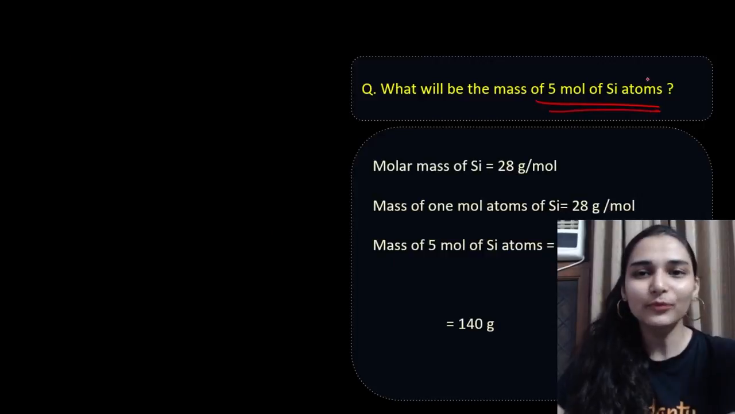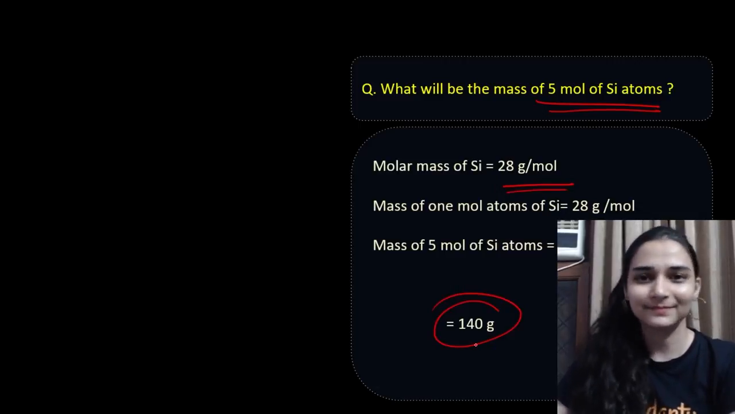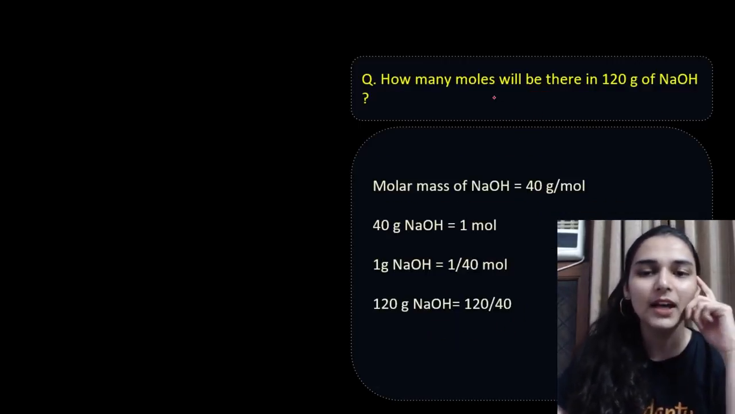What is the mass of 5 moles of silicon atoms? 1 mole has 28 grams. So for the 5 moles you can calculate very easily. Not difficult. The same goes here.